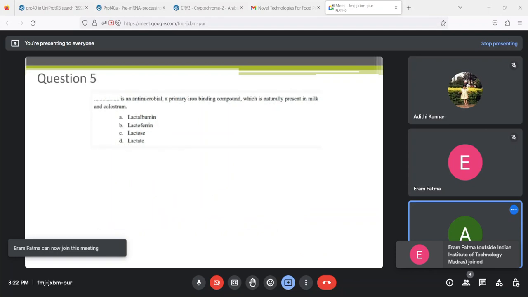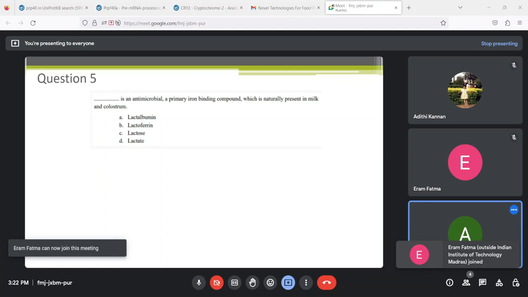Moving on to question 5. Dash is an antimicrobial, a primary iron binding compound which is naturally present in milk and colostrum. So you have A, lactalbumin, B, lactoferrin, C, lactose, and D, lactate. So yeah, the answer is lactoferrin.